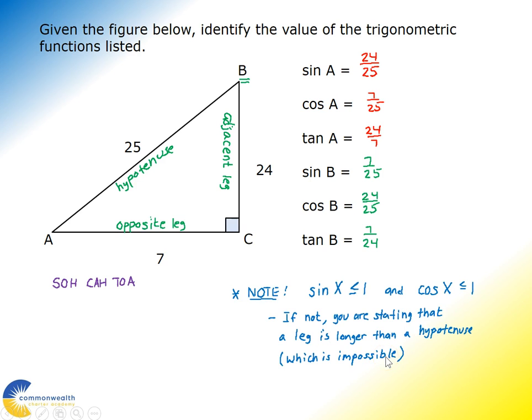Always keep in mind that the sine of x and the cosine of x are always less than or equal to 1. If you are stating a value that's more than 1 for those two, then you are misinterpreting something. That's another sign that you're doing something incorrectly. So keep that in mind as you're doing the work for this as well. Sometimes you can catch a mistake just by looking at that.